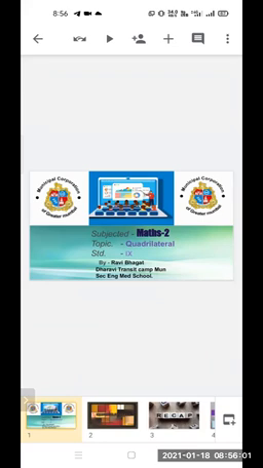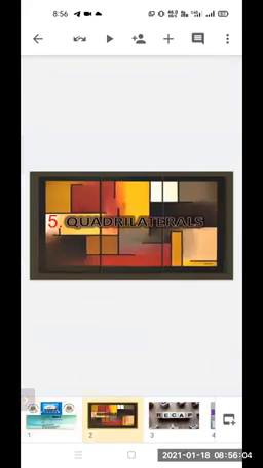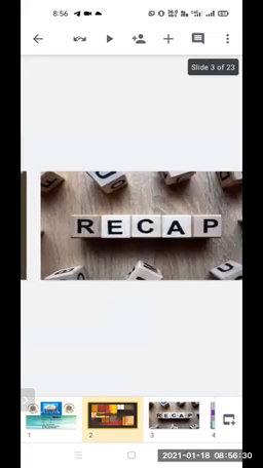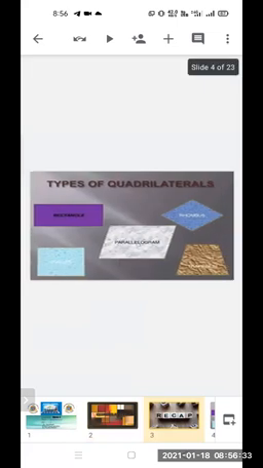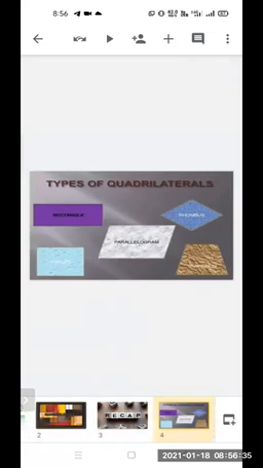So what is a quadrilateral, children? A quadrilateral is a four-sided closed geometrical figure. Whenever you see a four-sided closed geometrical figure, you can say it is a quadrilateral. We have also discussed its applications, how to name a quadrilateral, and the types of quadrilateral. We discussed 5 types of quadrilateral.